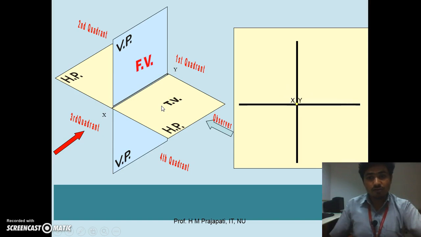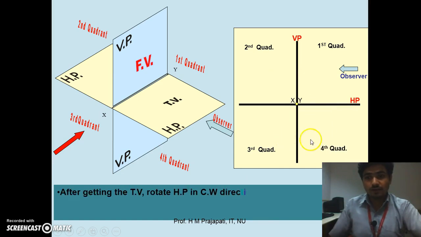So now, this one is the VP, this one is the HP, and here we have the observer. The first quadrant means above HP, in front of VP. Second quadrant means above HP, behind VP. Third quadrant means below HP, behind VP. And fourth quadrant means below HP, in front of VP.